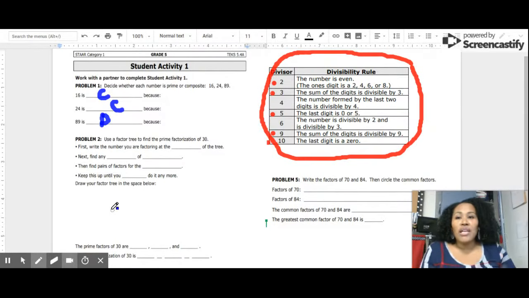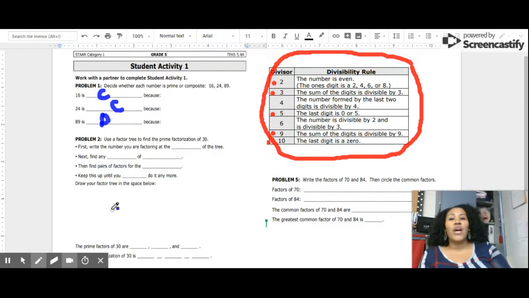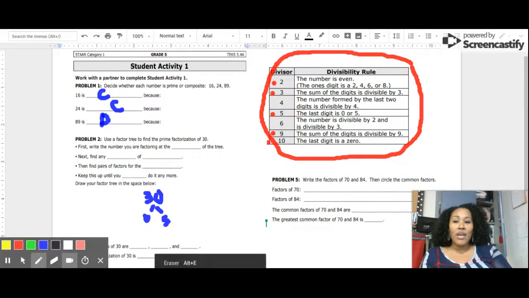All right, let's take a look at number 2. Use a factor tree to find the prime factorization of 30. So we're using the factor tree. We're not going to just answer this, we're going to actually do it. So prime factorization. If we're talking about a 30, what can I break my 30 into? Okay, so 30 can be divided into a 6 and a 5. So is my 5 a prime number? Yes, it is. So we stop right there.